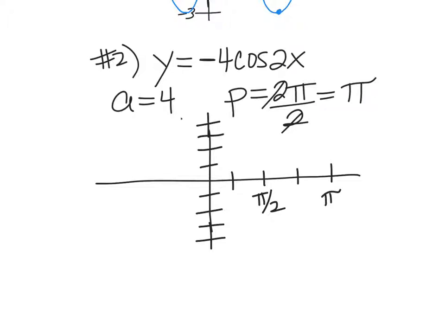Okay, so now we have to think about what this negative is going to do. The negative is going to make everything flip over the x-axis. Remember a negative out front? Like if I told you to graph a negative x squared, you would flip it down, okay? So the negative is a reflect over the x-axis.